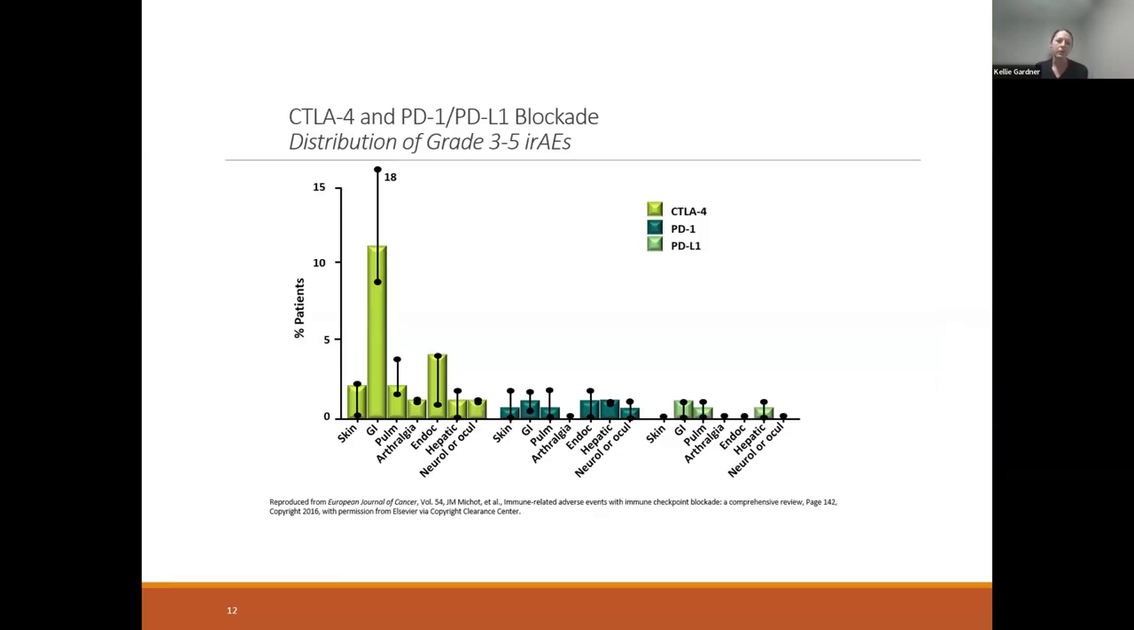This graph here is showing on the left, you see the ipilimumab or anti-CTLA-4 type toxicities. We see a lot more GI side effects with Ipi, also more side effects in general compared to the single agent anti-PD-1s, which you see in the middle.